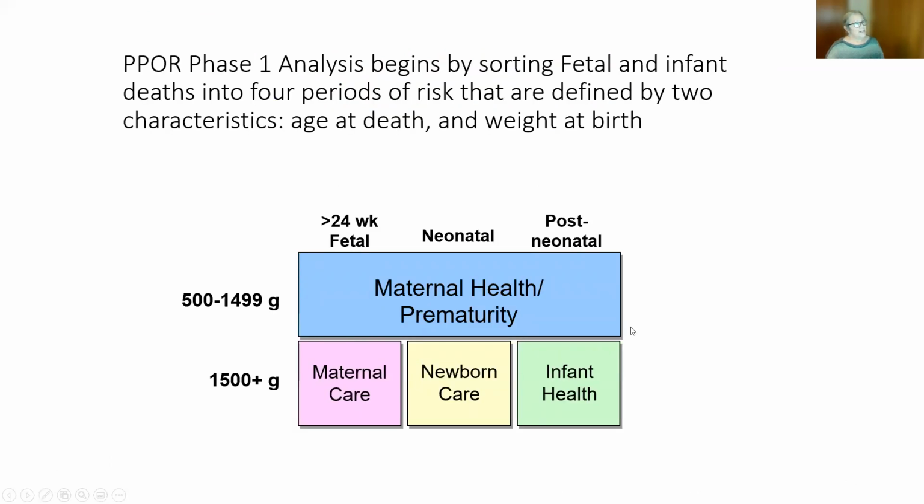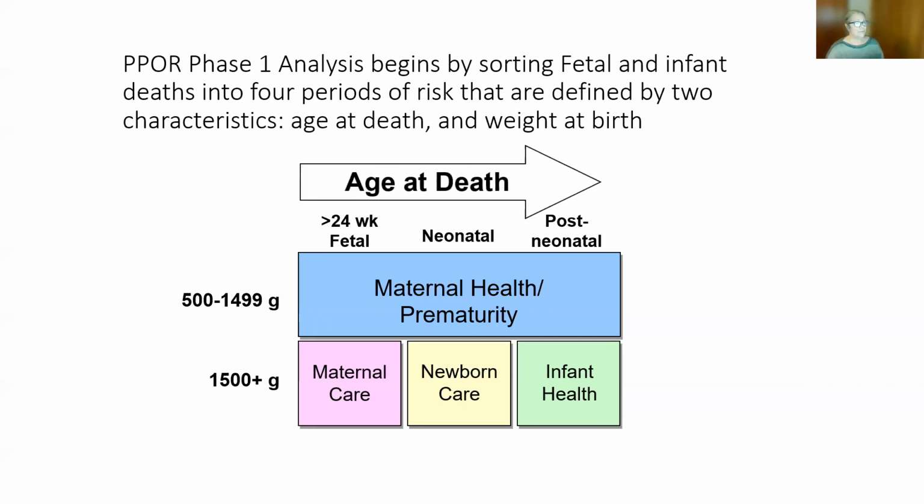So phase 1 analysis in PPOR begins by sorting the fetal and infant deaths into 4 periods of risk that are defined by 2 characteristics. First is age at death, from fetal deaths to neonatal in the first month, to post-neonatal from the second month to the year birthday.